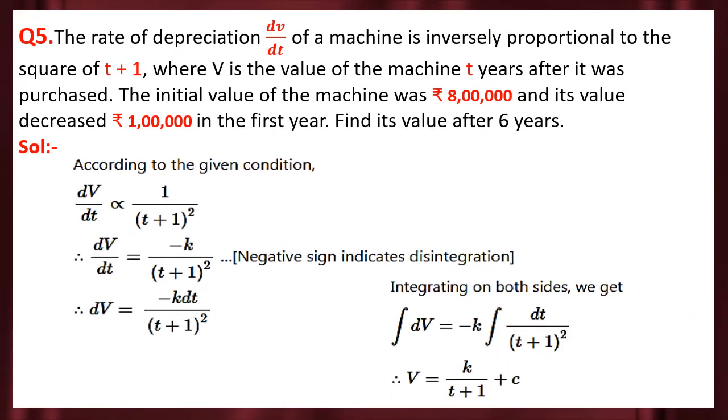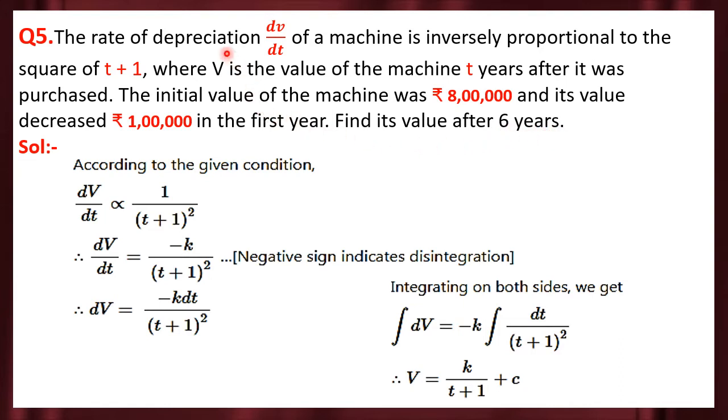Question number 5. The rate of depreciation dv by dt of a machine is inversely proportional to the square of t plus 1, where v is the value of the machine t years after it was purchased. The initial value of the machine was rupees 8 lakh and its value decreased to rupees 7 lakh in the first year. Find its value after 6 years.